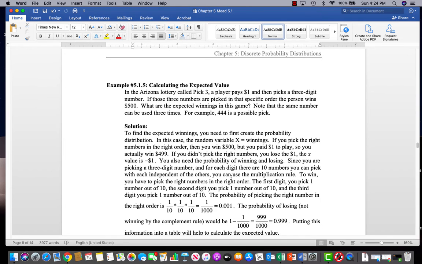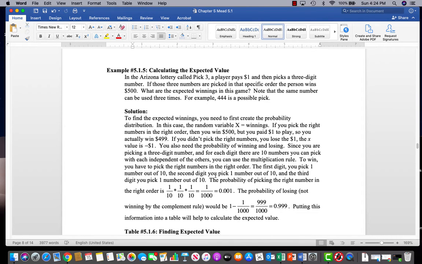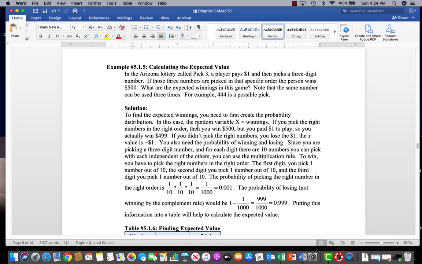Okay, the second example has to do with a lottery that they have in Arizona where you have to pick 3 numbers, and those 3 numbers have to be all 3 numbers in a row. So if you pick those correct 3 numbers, you win $500, and if you don't, you lose your $1.